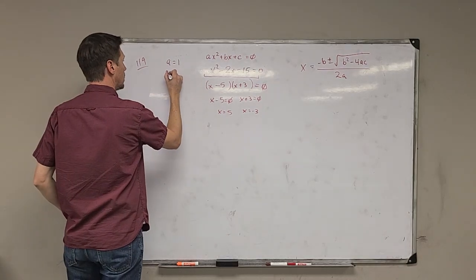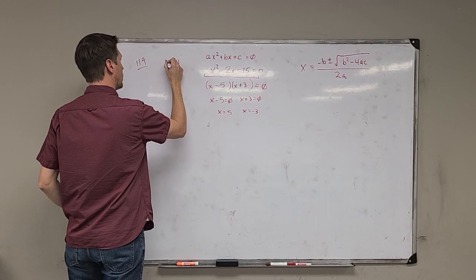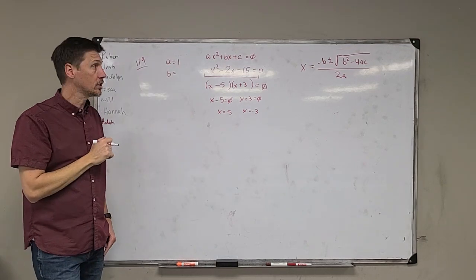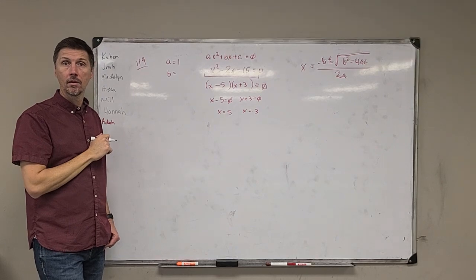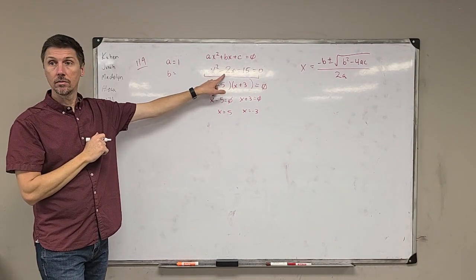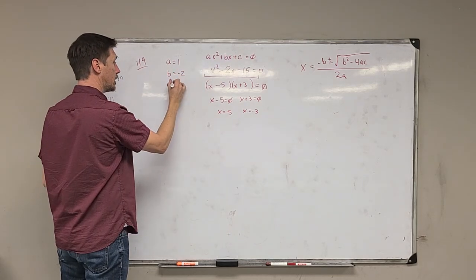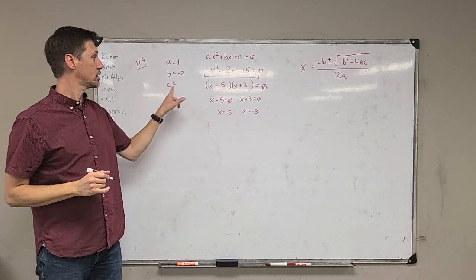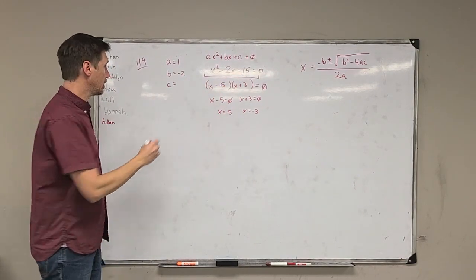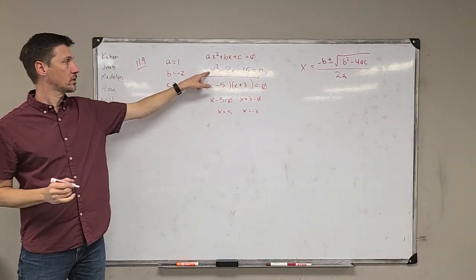B equals, I'm not writing my B very well there. B equals what? What's the coefficient on the x term? It's a negative 2. You guys see that? Is it starting to click yet? What is the value of our c term? Negative 15, right? So can everybody see where I got a, b, c from based on this equation?